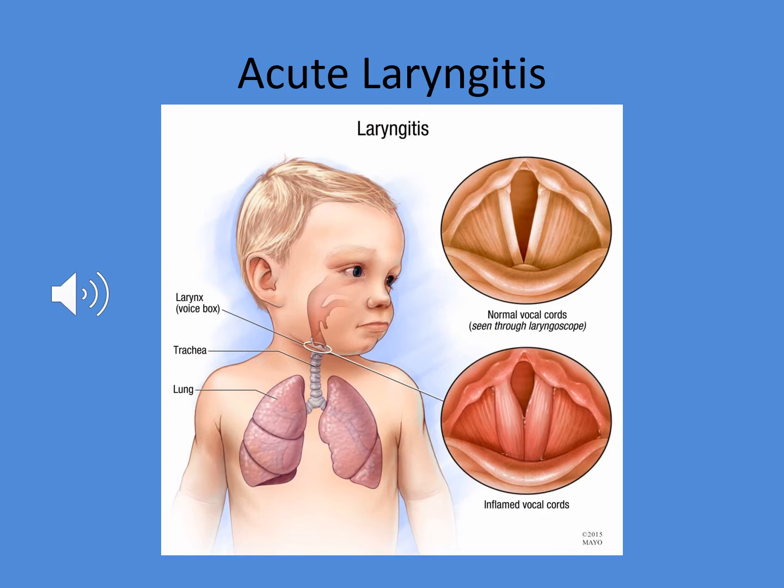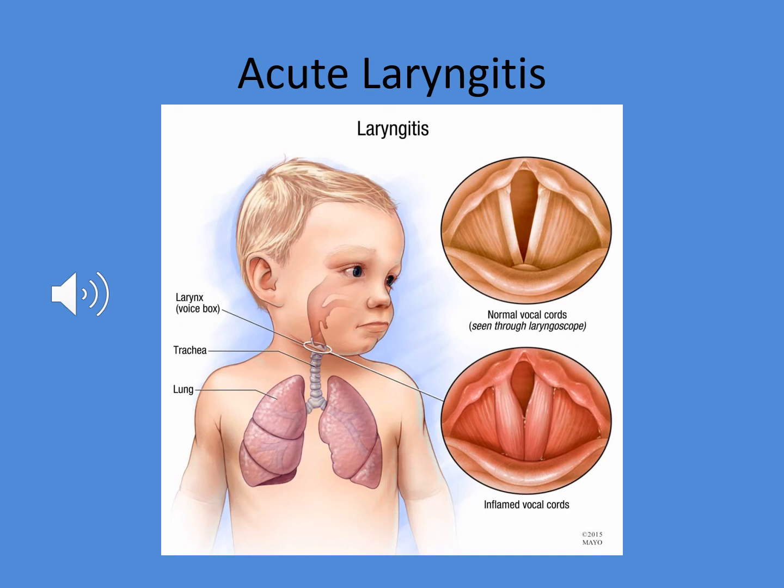This is probably the easiest one of all the croup syndromes, but acute laryngitis is simply inflammation of the larynx, for your blank, the larynx. It results in a brassy, hoarse voice sound, or sometimes even the inability to make an audible voice sound.